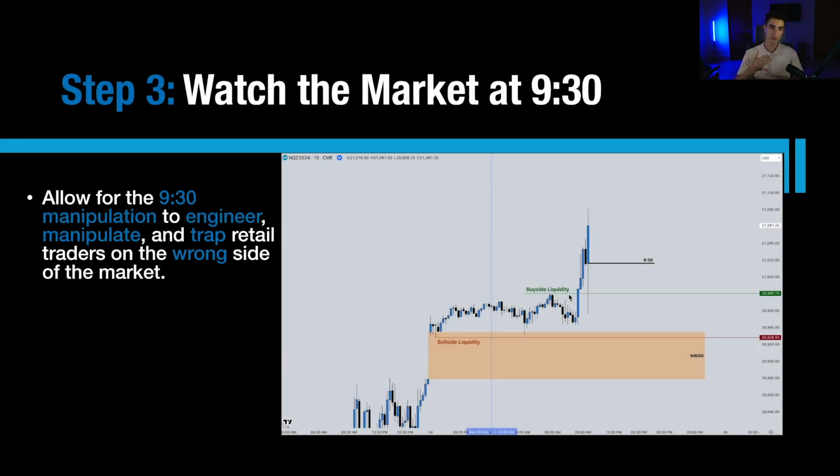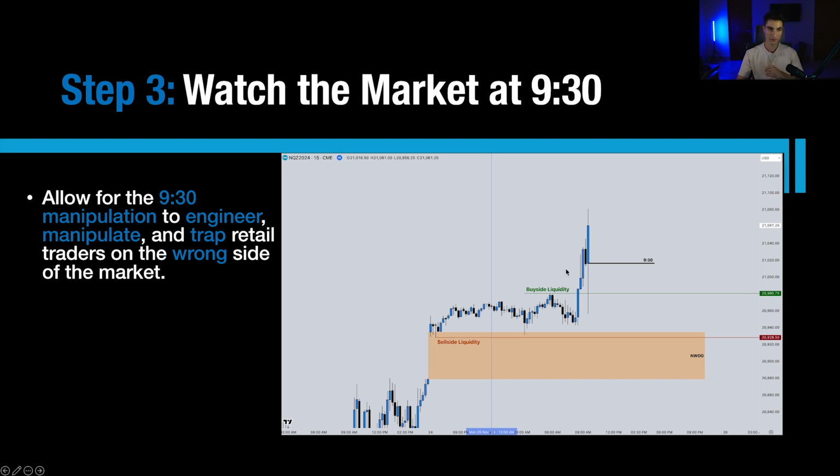So once you have your liquidity marked, you get to 9:30, you mark out your regular trading hours. What next? So now step number 3, as you're watching the market at 9:30, you're going to allow for the 9:30 manipulation to engineer, manipulate, and trap retail traders on the wrong side of the market. So what does that look like?